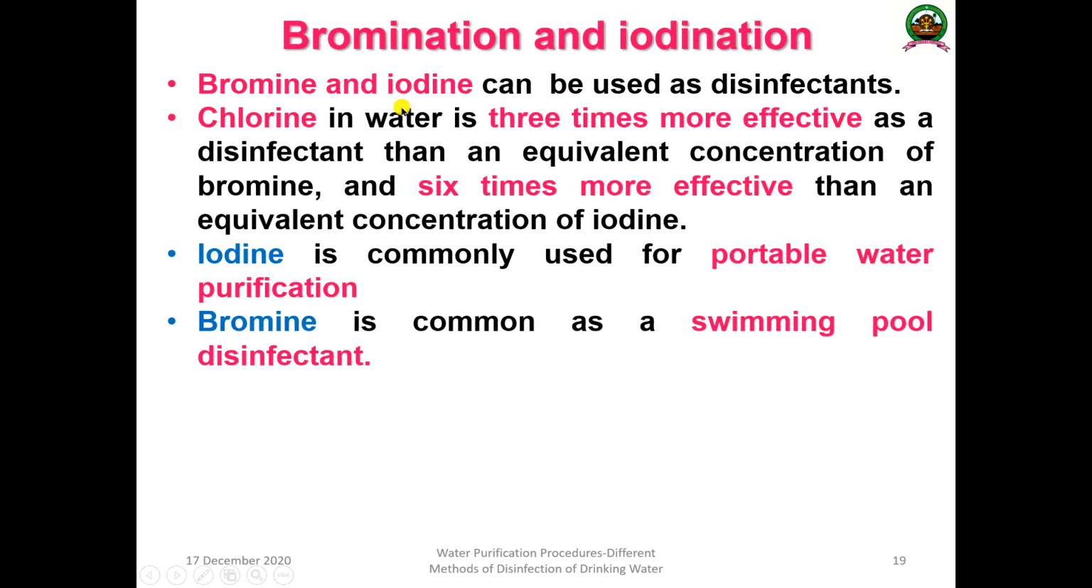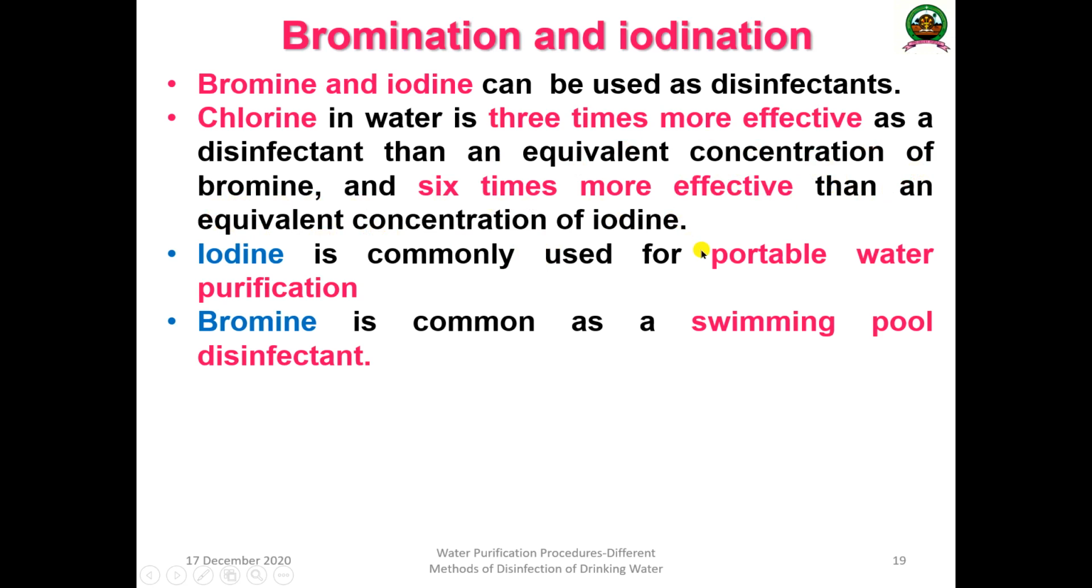Next one is bromination and iodination. We have already discussed chlorination, but other halogens like bromine and iodine also can be used. Bromine and iodine can be used as effective disinfectants, but when compared with chlorine in water, chlorine is 3 times more effective as a disinfectant than an equivalent concentration of bromine, and 6 times more effective than an equivalent concentration of iodine.